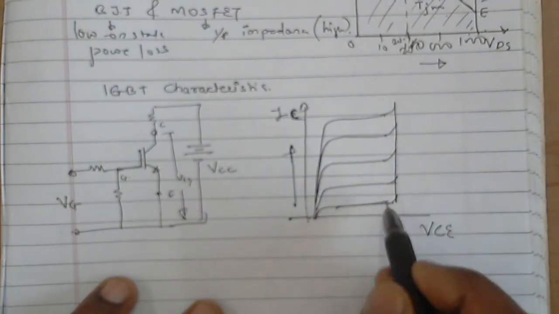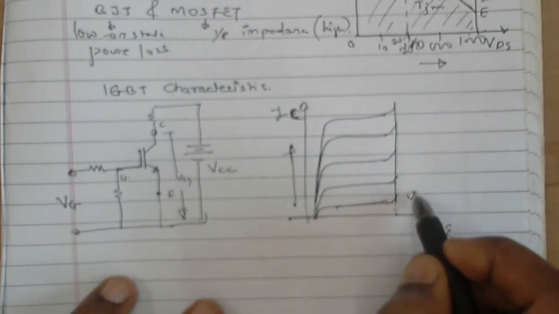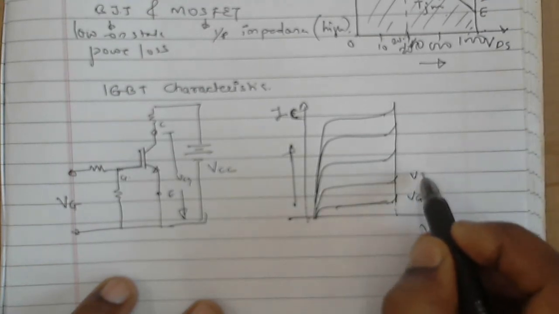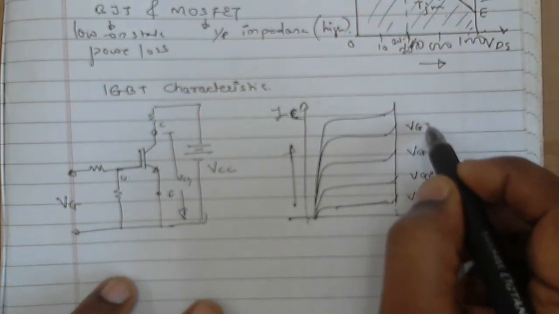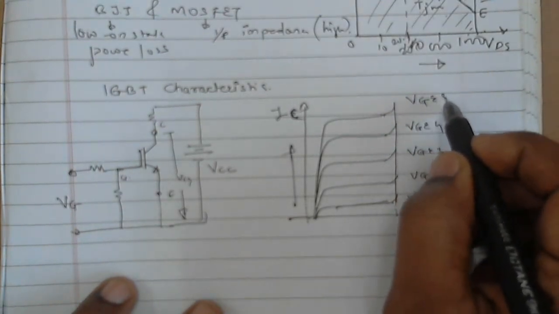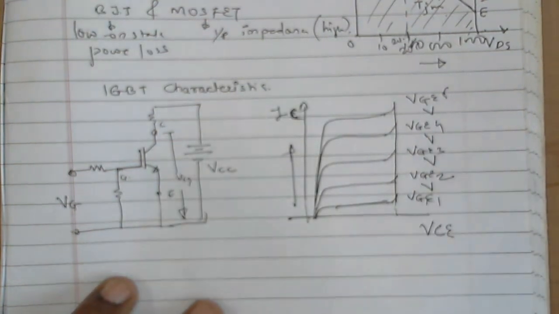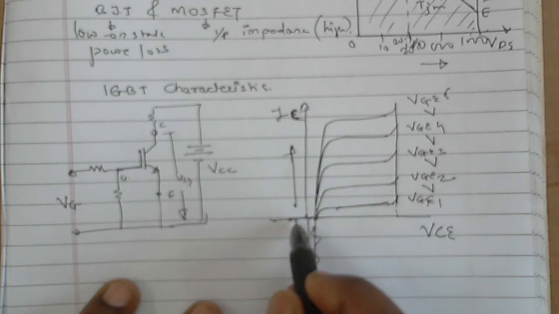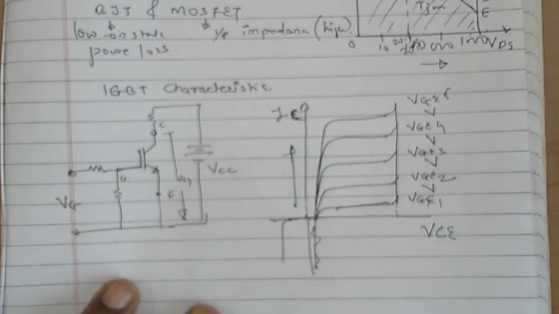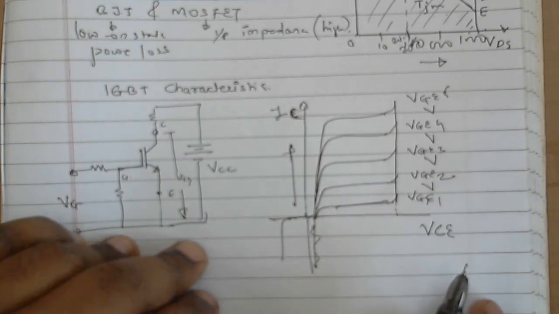Okay, this is zero gate current or less gate current. This is the breakdown point. I can say this is VGE1, this is VGE2, this is VGE3, this is VGE4, this is VGE5. Okay, VGE5 is greater than VGE4, which is greater than VGE3, greater than VGE2, and greater than VGE1. Okay, so in the fourth quadrant its characteristics are like this, reverse. Okay, so these are the IGBT characteristics. It is exactly similar to a BJT.